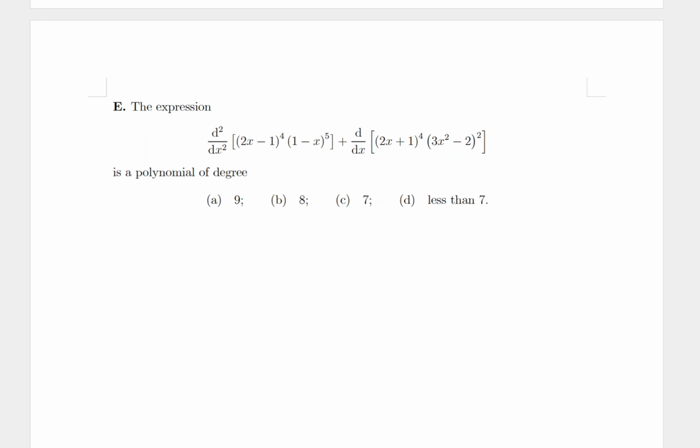All right, so question E, again, a differentiation question as well. Seems like whoever made this paper likes differentiation. Okay, the expression d2 by dx squared of, that ridiculous thing, plus d by dx of that ridiculous thing is a polynomial of degree how many?